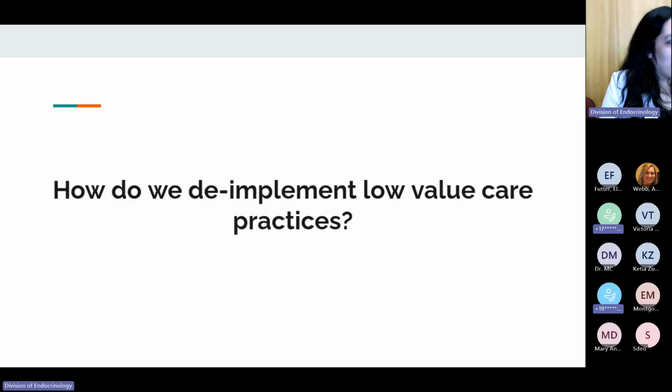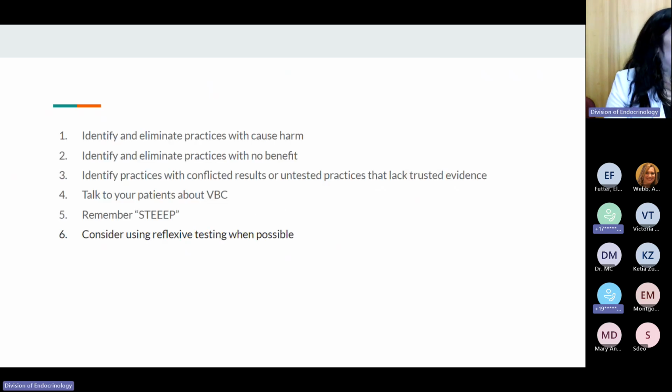All right, so all of this in mind, and there are more I can think of, but I'd keep you here forever. But all of this in mind, how do we actually de-implement our low value practices? What do we do to change how we do things? One thing, firstly, is to identify and eliminate things that cause harm. I think as healthcare in the US, we've done a really good job of this. There's not much that happens in medicine these days that clearly just causes harm and we just do it. So this is a given.